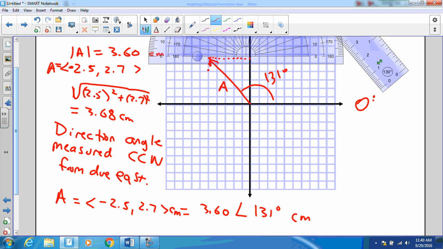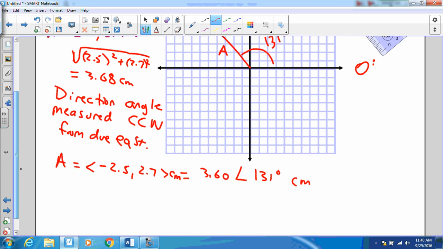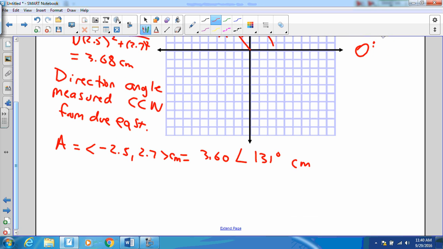Is that the angle sign? That is an angle sign. And the symbol that your book uses for the magnitude is the magnitude of A, and for the angle we're typically going to use the Greek letter theta.